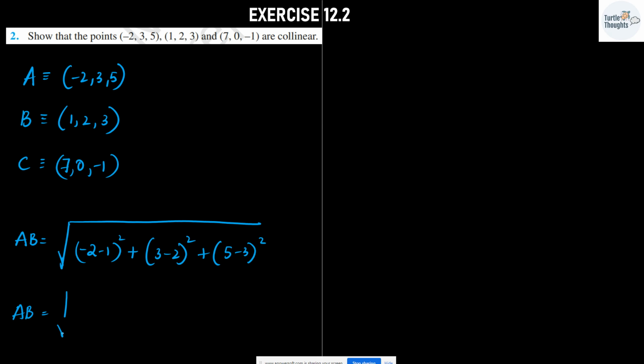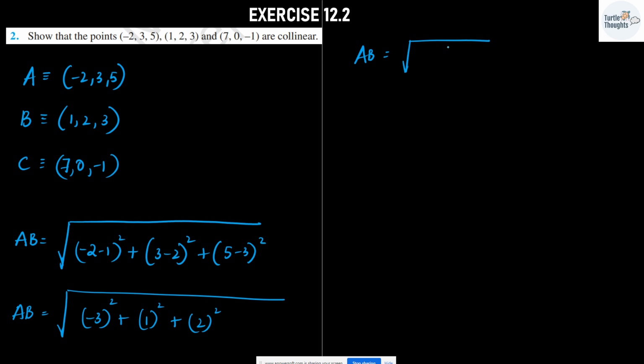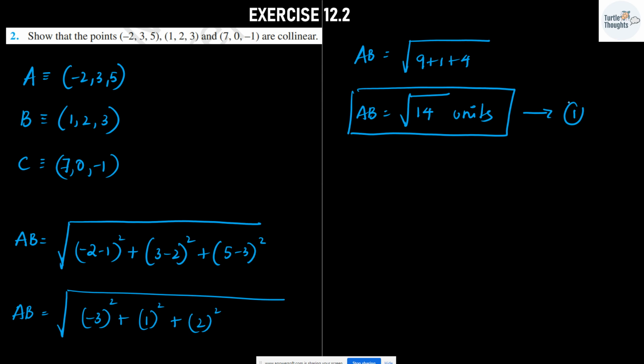Solving, I will be getting AB under the root, minus into minus is plus, minus 3 whole square plus 3 minus 2 is 1 square plus 5 minus 3 is 2 square. AB is going to be root of minus 3 square is 9 plus 1 square is 1, 2 square is 4. I will be getting AB which is equal to root of 14. So I can take this as root 14 units. This is your equation number 1.